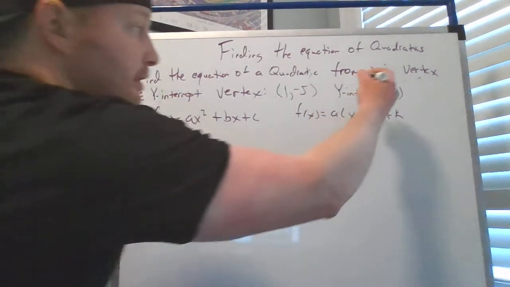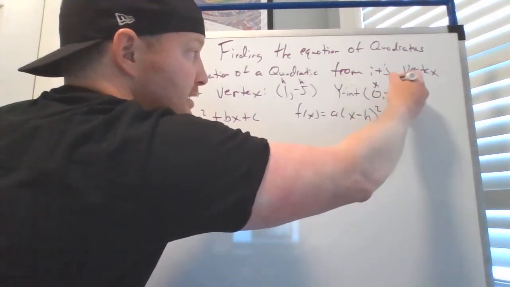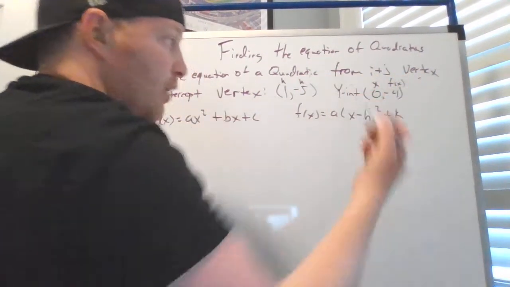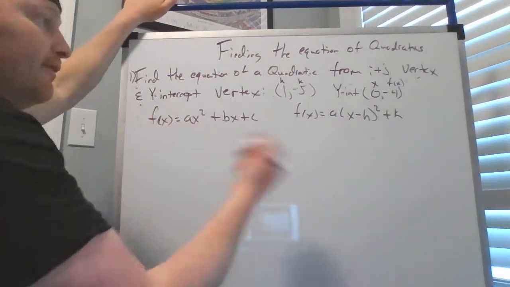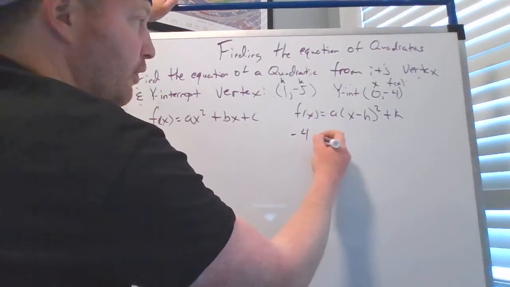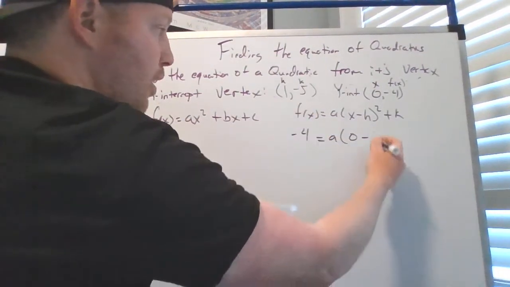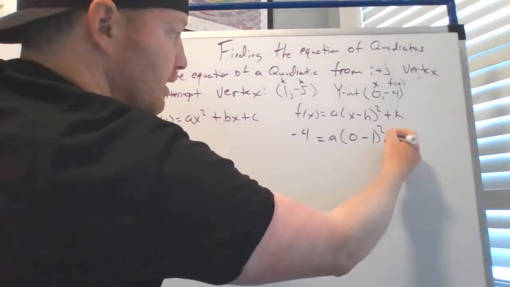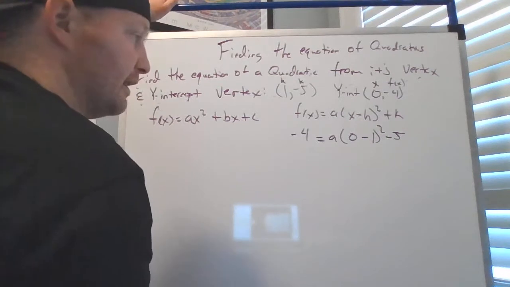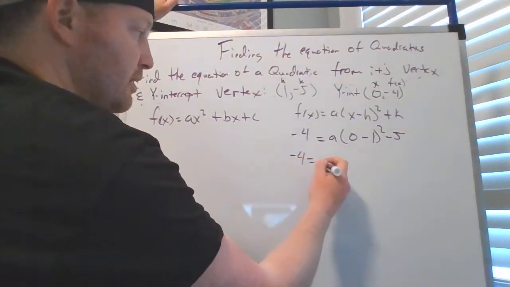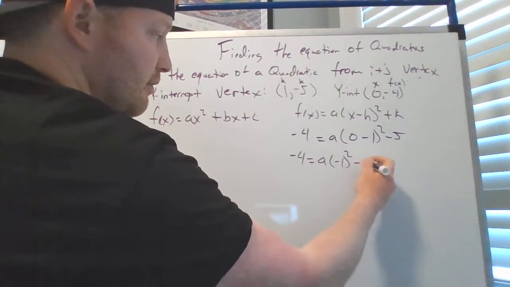So, again, this is your h, this is your k, this is your x, this is your f of x, or your y as we know, okay? So again, exact same thinking. Don't let the words throw you off. So let's do it. -4 equals a times (0 minus 1) squared. K is -5, so just do minus 5. And let's carry this out. -4 equals a times (-1) squared minus 5.